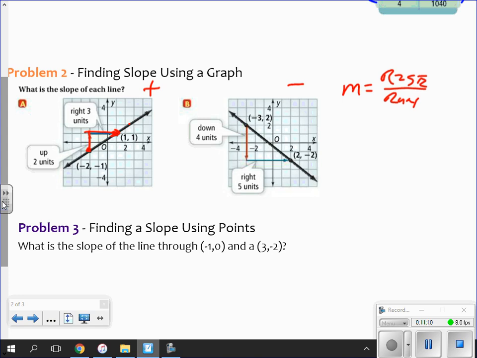So I'm going from this point to this point. How much do I go up? I go up 2 units. So my rise on this one is 2. And how much do I go over? 3. So the slope is 2 over 3.